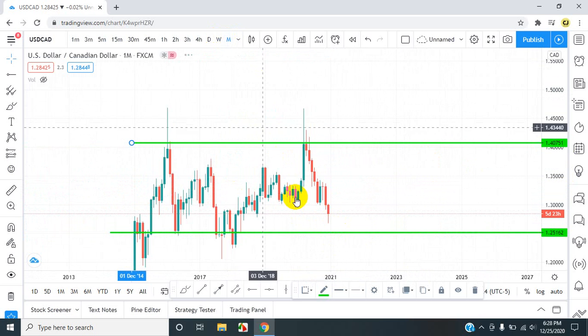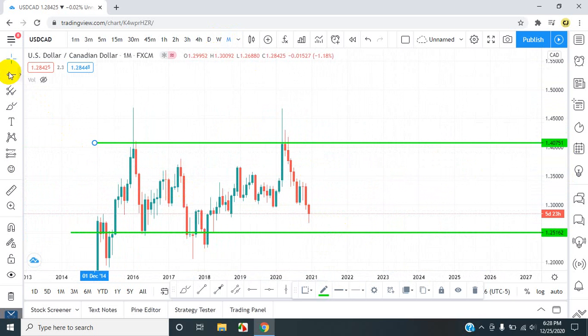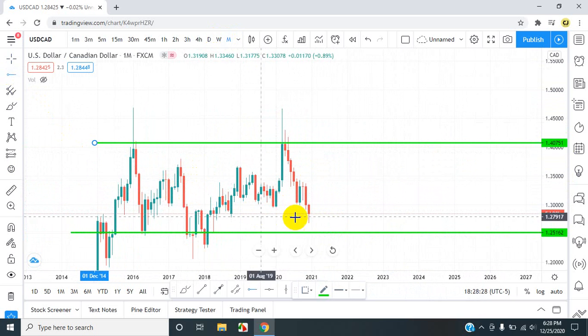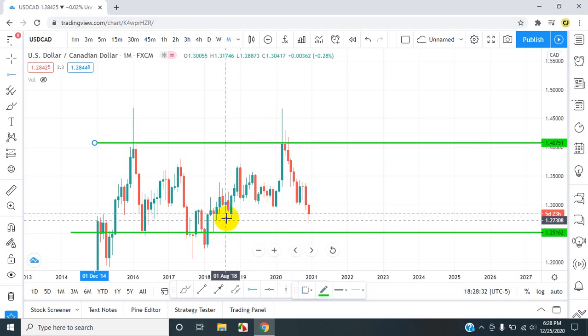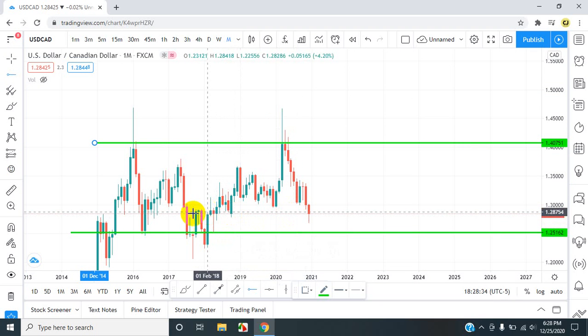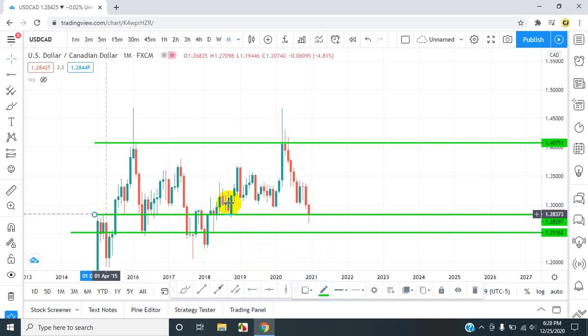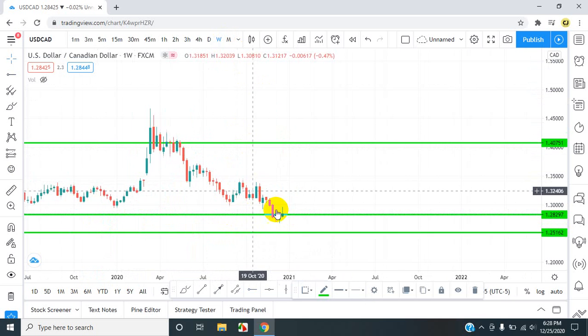Let me go back to the monthly because something happened here that I missed. If we come over this way, we can see that the price is reaching some type of support that we can't see on the monthly, but we did see on the weekly. So I'm going to drop something right here, and let's take a look. I'll drop a support line here where price action is, and we're going to go down to the weekly so we can take a look to see what's going on.